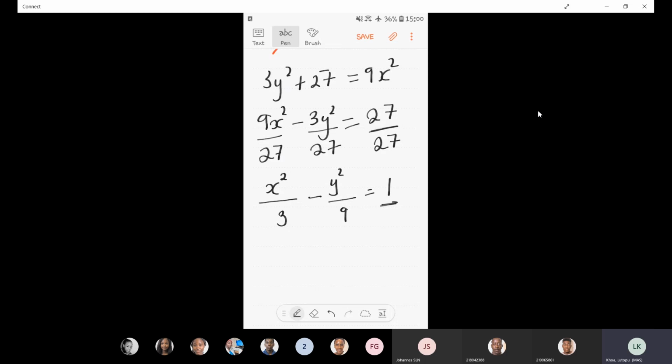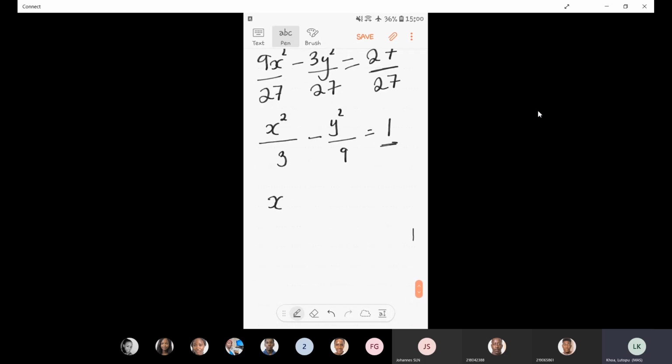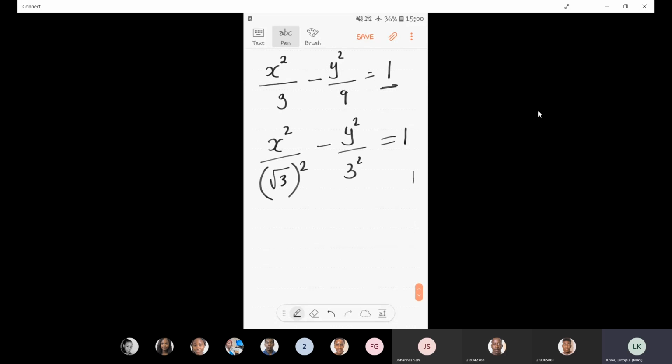Then now I have to rewrite it in that form, a squared and b squared. So to do that, I will say this is x squared over the square root of 3 squared. The square root of 3 squared is just equal to 3. And then y squared over 3 squared, because 3 squared is equal to 9. So from here I can read directly what my a is. So I know that a is square root of 3 and b is just equal to 3.